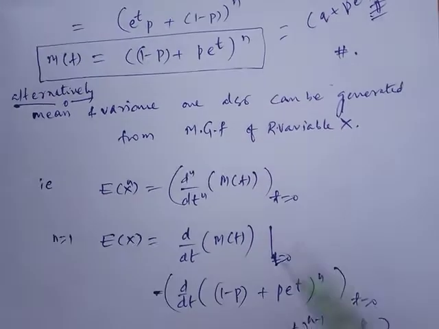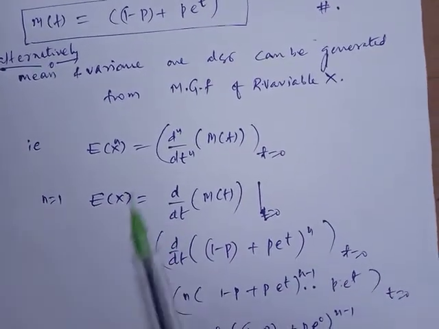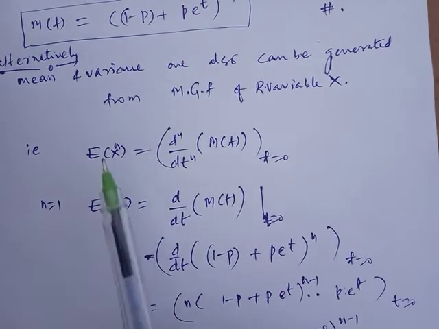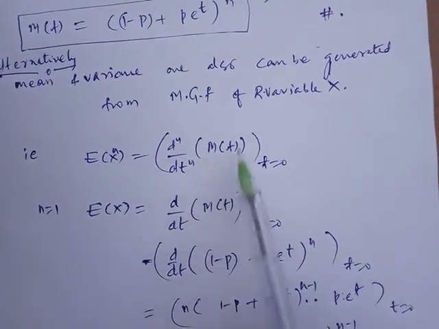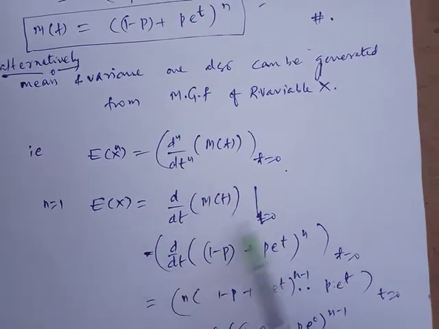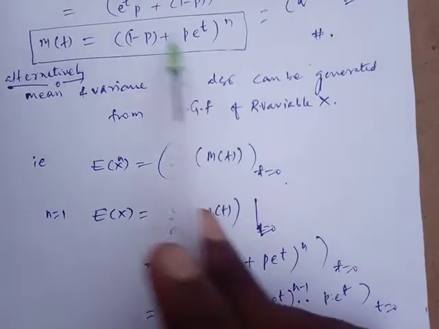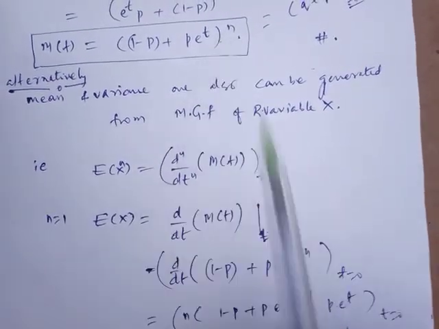See here, I am just giving one example, so I solve the first moment. The nth moment is E of x^n, which is the nth derivative of M(t) at t equal to 0. So n equal to 1 I am putting. Differentiate the moment generating function with respect to t, and after that substitute t equal to 0.